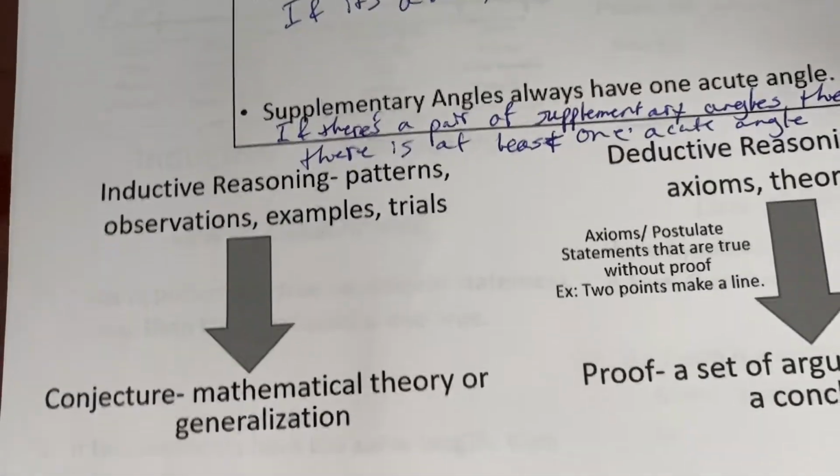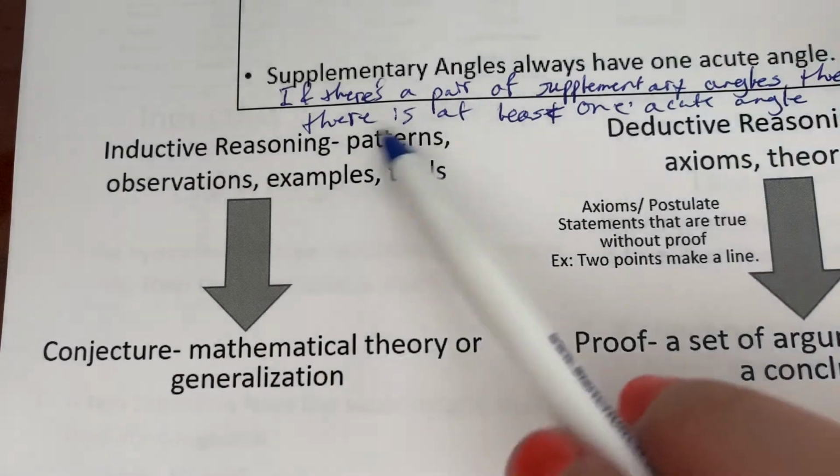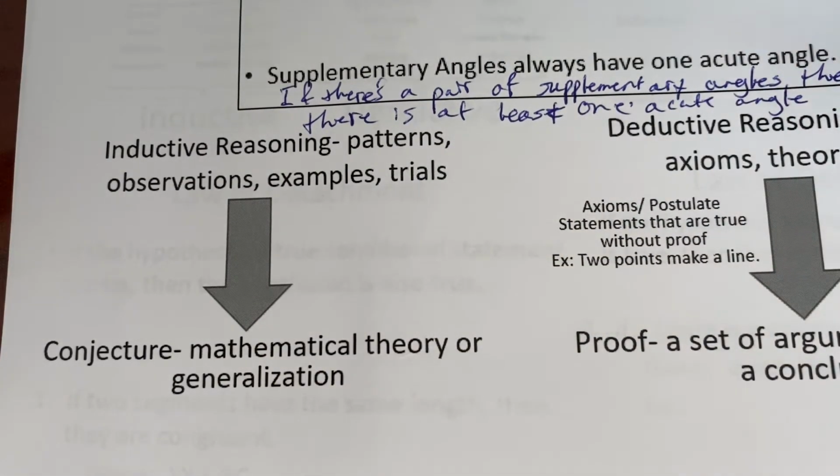All right, so here's inductive reasoning versus deductive reasoning. That's what this lesson is going to be over. Inductive reasoning is patterns, observations, examples, trials. Okay, inductive is a mathematical theory or generalization. So it's just a conjecture, like a guess, okay? I'm just making a guess, like, supplementary angles have one acute angle. That's just a guess for something.